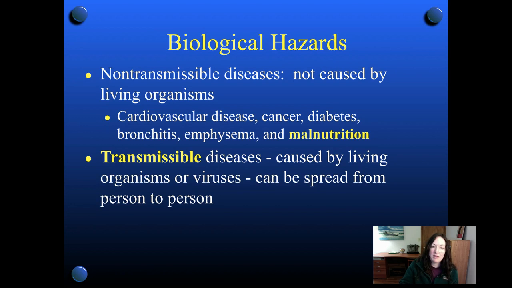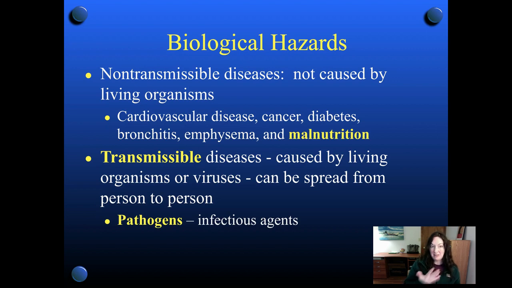Transmissible disease is caused by a living organism or a virus, and it can be spread from person to person. You do need to know what a pathogen is. A pathogen is an infectious agent. So that could be a bacteria or a virus, just something that infects a person and causes disease.